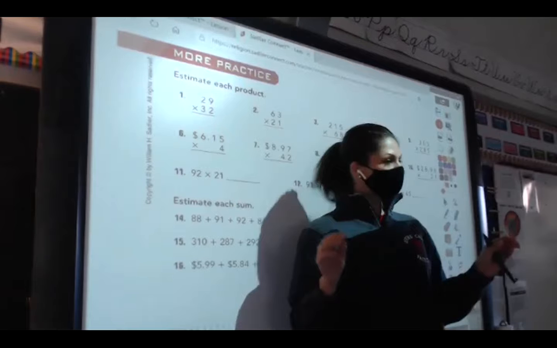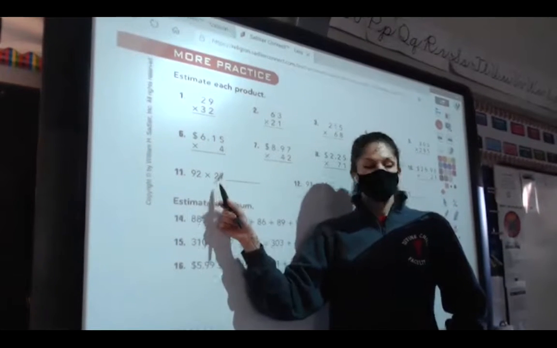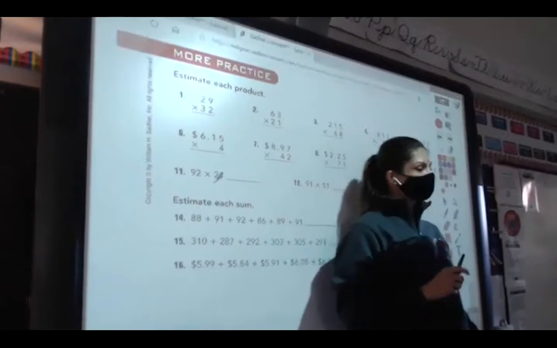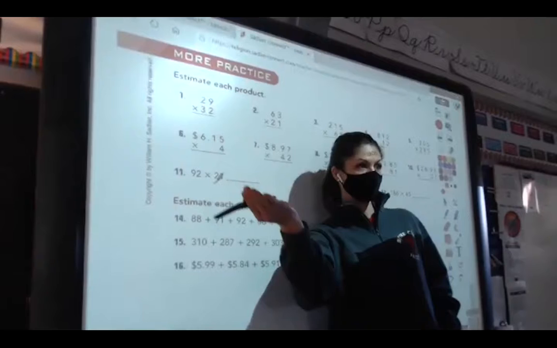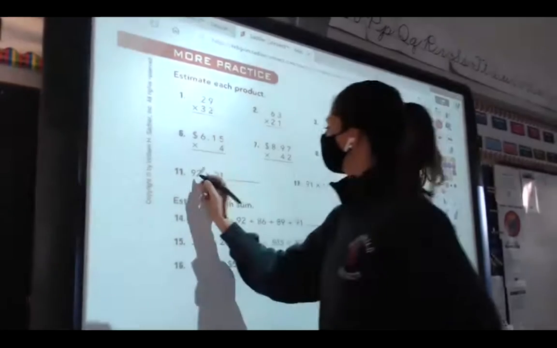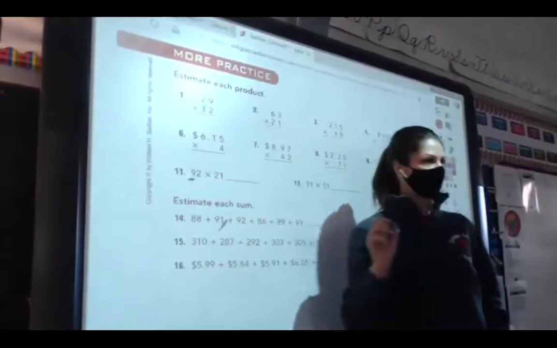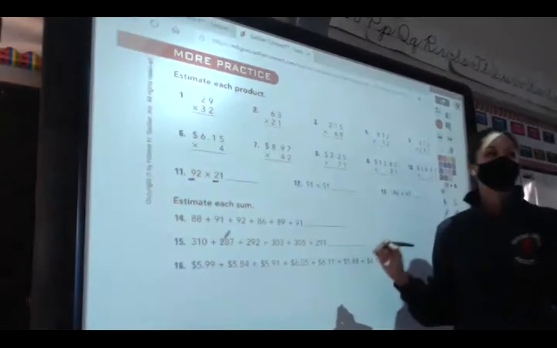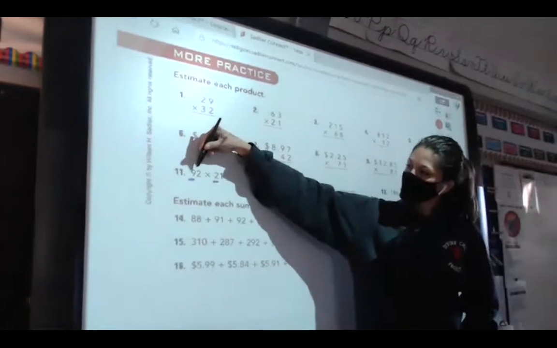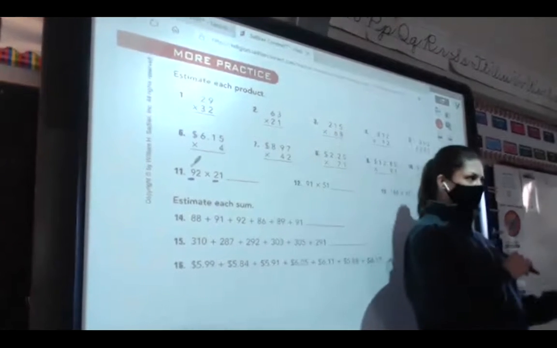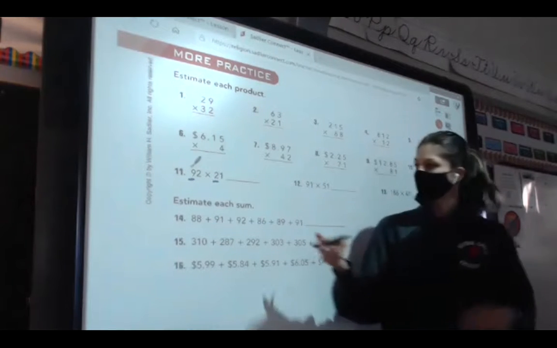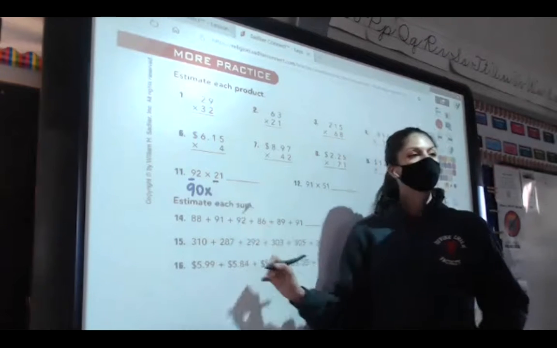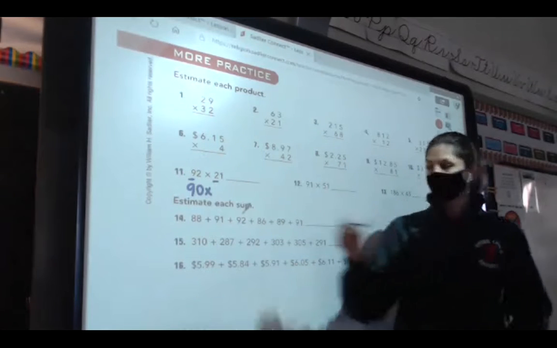So when I look at these two factors, I want to underline the greatest place value that they each have. What's the greatest place value in 92? Is it the 9 or the 2? It's a 9. Underline the 9. How about in 21? What's the greatest place value? The 2. Okay. Now we're going to use that to go round. Would the 2 next door cause the 9 to go to 90 or 100, the next group of 10? Which one? 90, right? So underneath this, please write 90 times. And what would 21 round to? 20 or 30? 20.